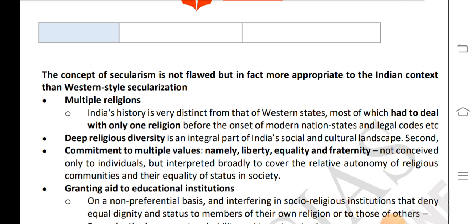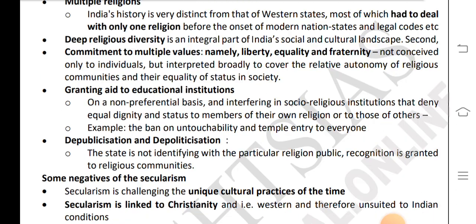Western-style secularism versus multiple religions in Indian history. India's history is very distinct from that of the Western states, most of which had to deal with only one religion before the onset of the modern nation state, legal courts, etc. Deep religious diversity is an integrated part of Indian society and cultural landscape.